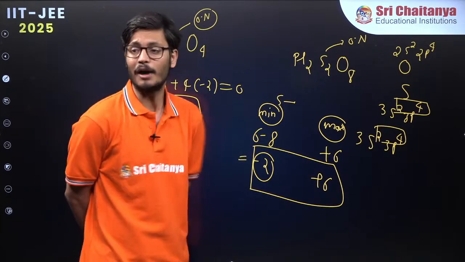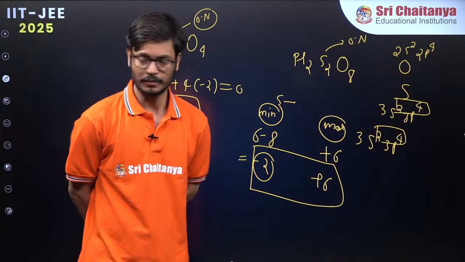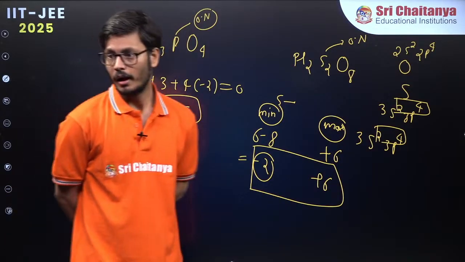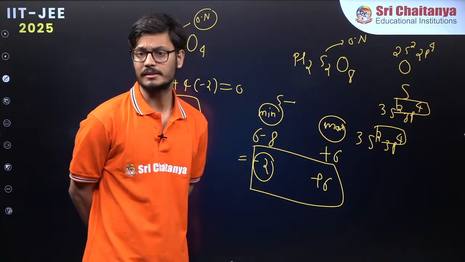How will it be 6? Of course, it will be the max. It can't go beyond that. +5 and +6. Very good. But how come we are getting +6?